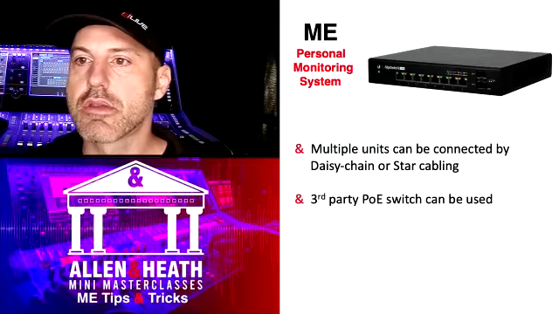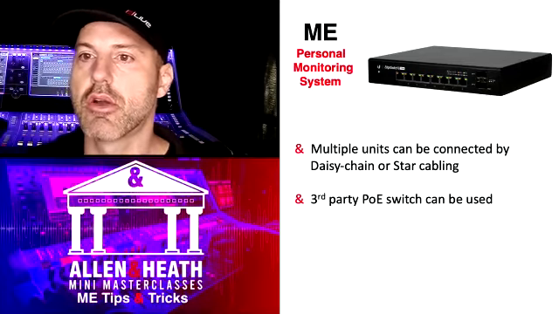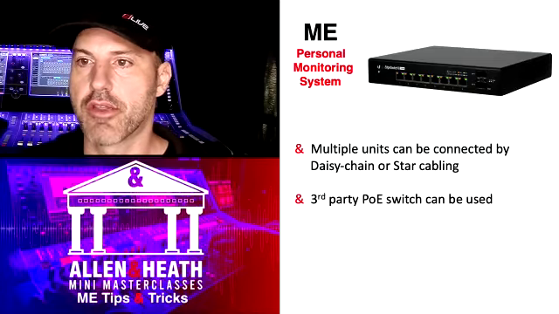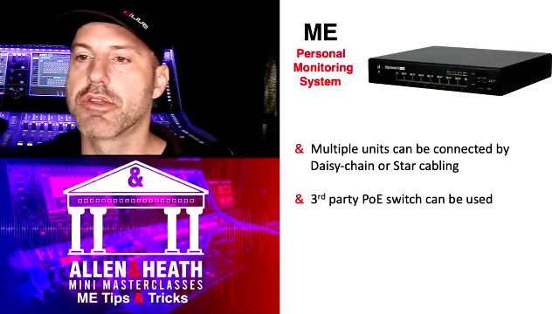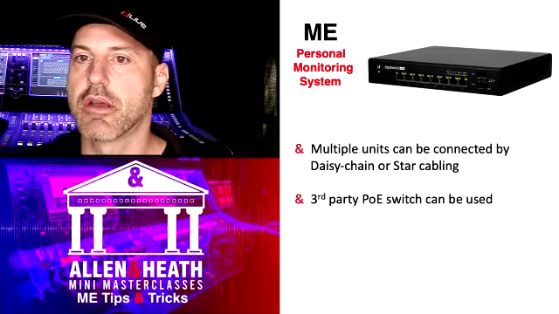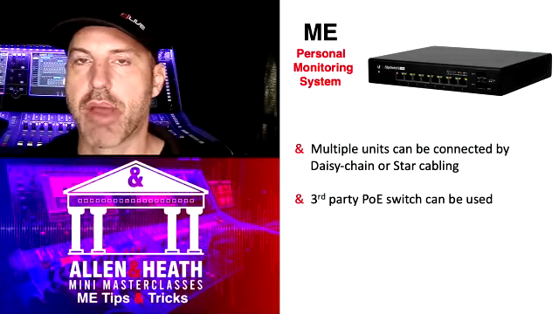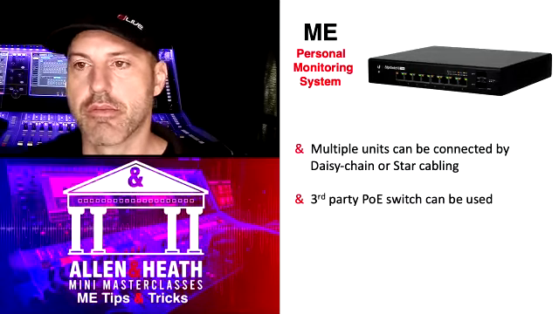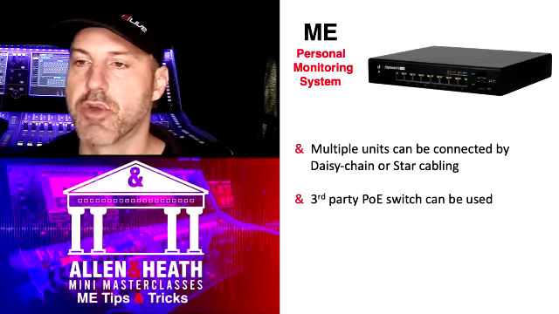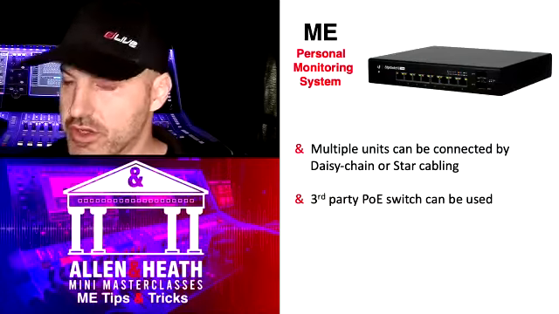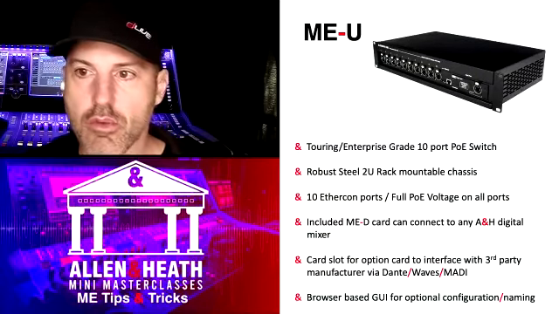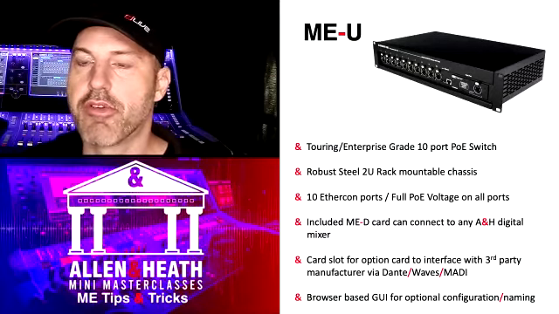You can use daisy chain or star cabling for this, so you could go from the console into a Me 1 or Me 500 and then jump out to another one and then another one and another one. But you can also use a star configuration, which would be necessary if you're going to power the units with PoE. So you can use a third-party switch. It generally works fine if you have an unmanaged switch and it has enough voltage. But we do offer our Me U, which is a much more robust and powerful unit.